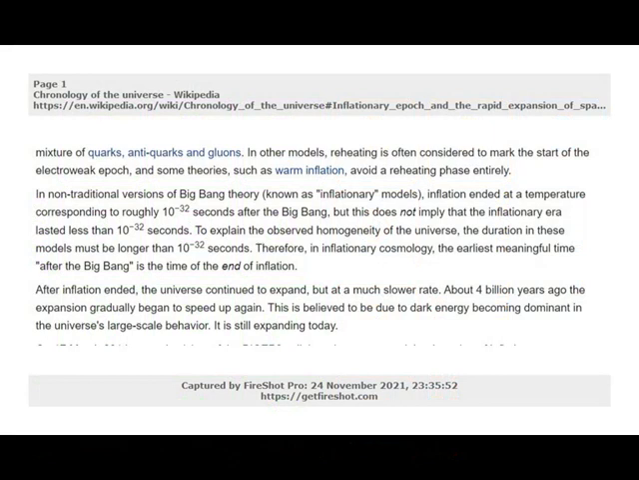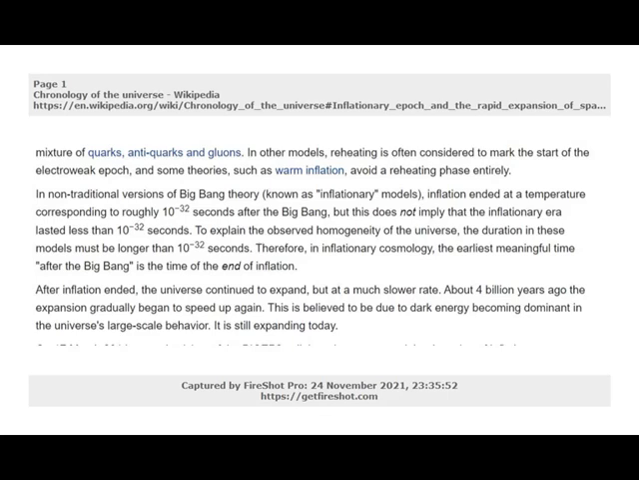In other models, reheating is often considered to mark the start of the Electroweak epoch, and some theories, such as warm inflation, avoid a reheating phase entirely. In non-traditional versions of Big Bang theory, known as inflationary models, inflation ended at a temperature corresponding to roughly 10 to the minus 32 seconds after the Big Bang, but this does not imply that the inflationary era lasted less than 10 to the minus 32 seconds.